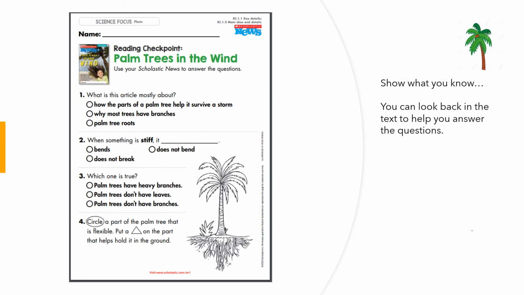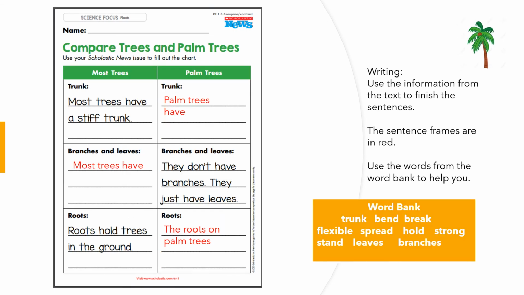Now it's time to show what you know. You can complete the reading checkpoint worksheet. Remember, you can look back in the text to help you answer the questions. In writing, we are going to compare how trees and palm trees are the same and different. You can use the information from the text to help you finish the sentences. You can use the sentence frames in red to get you started and the words from the word bank to help you finish the sentences.